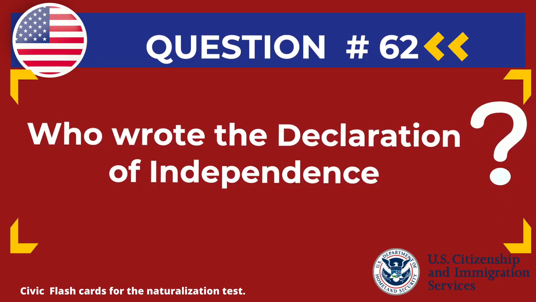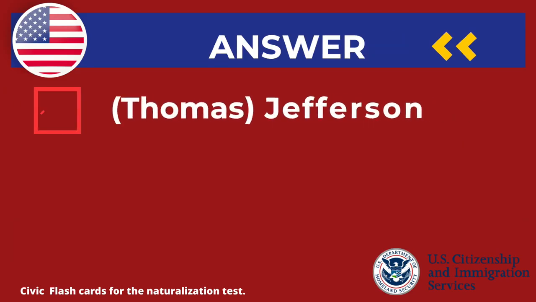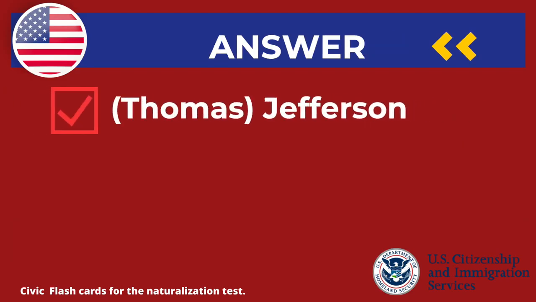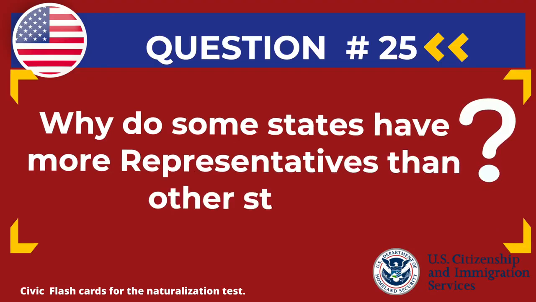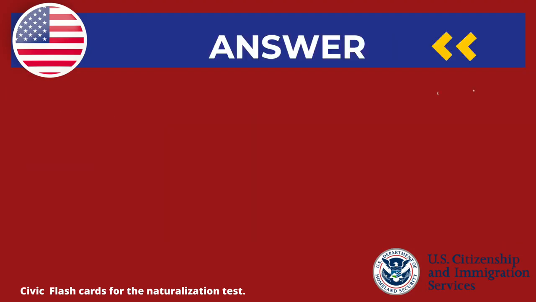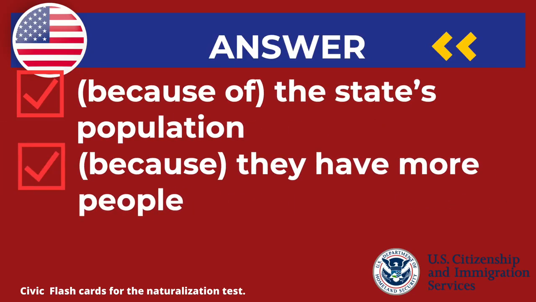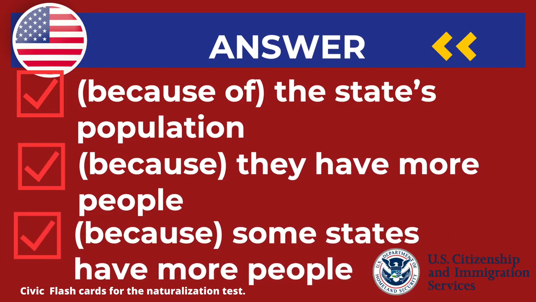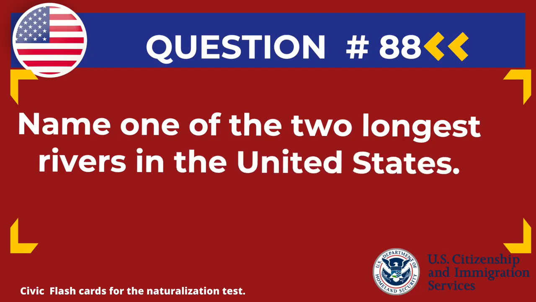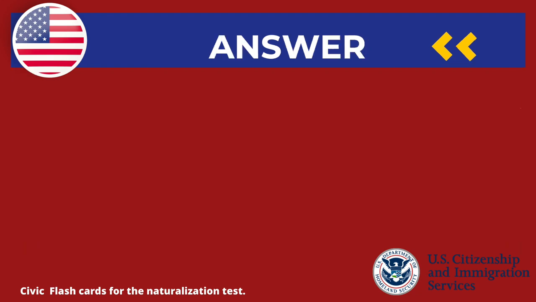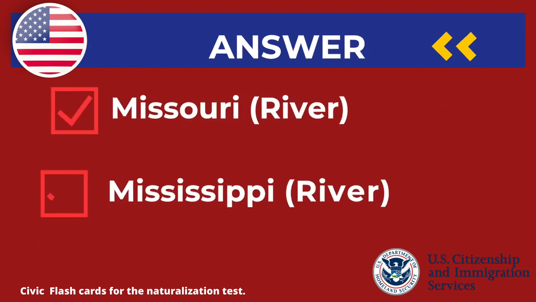Who wrote the Declaration of Independence? Thomas Jefferson. Why do some states have more representatives than other states? Because of the state's population, because they have more people, because some states have more people. Name one of the two longest rivers in the United States. Missouri River, Mississippi River.